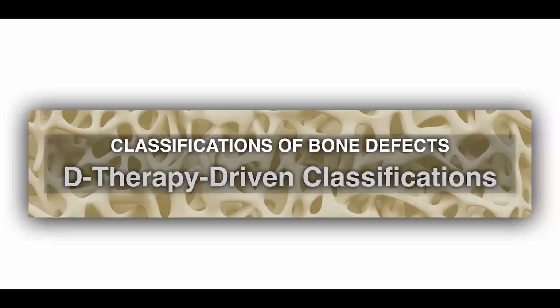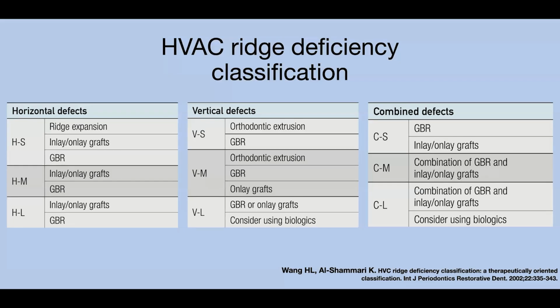Other classifications that came later said, okay, this is all very good, but I want to know what to do. Basically, you're telling me I can do it simultaneous or staged, but does it need titanium mesh? Can I do it with just a collagen membrane? I want to know what to use and for which type of defect. And one of the first classifications that tackled that was actually done by Hom-Lay Wang from University of Michigan, more than 23 years ago.